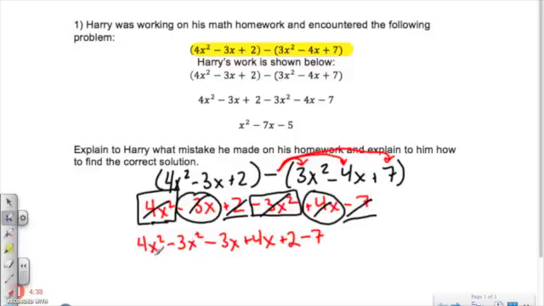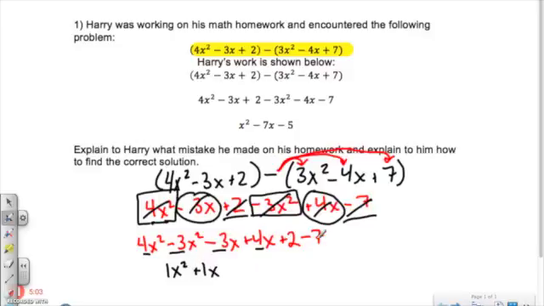4x squared minus 3x squared. Remember, I'm just looking at those coefficients. So 4 minus 3 is 1x squared. Then I'm going to look at negative 3, or minus 3, plus 4. A negative plus a positive, I'm going to subtract because my signs are different. So 4 minus 3 is 1, and I have more positives than negatives, so that's positive 1x.